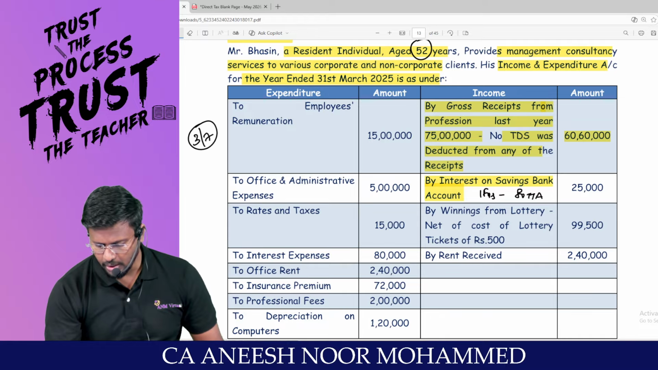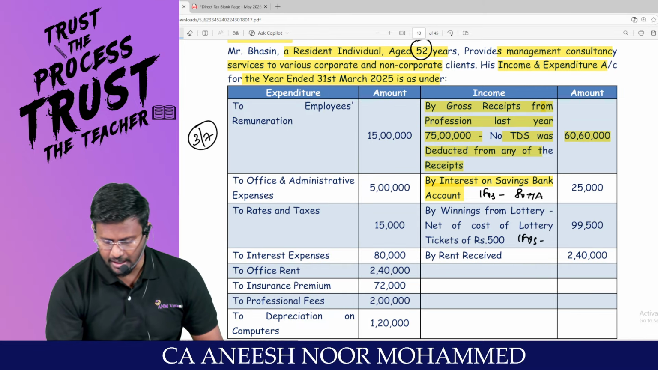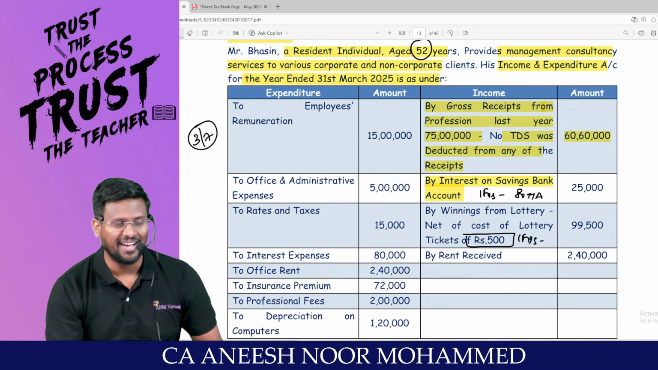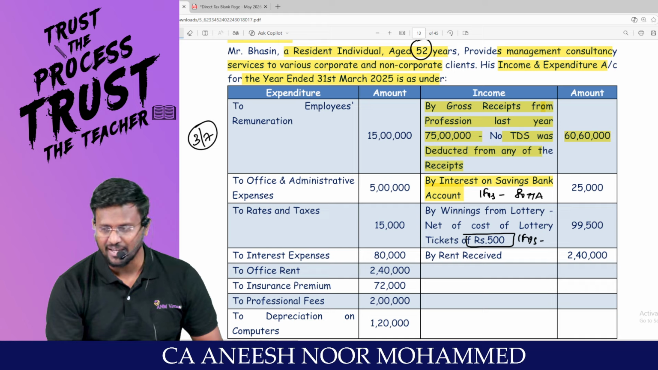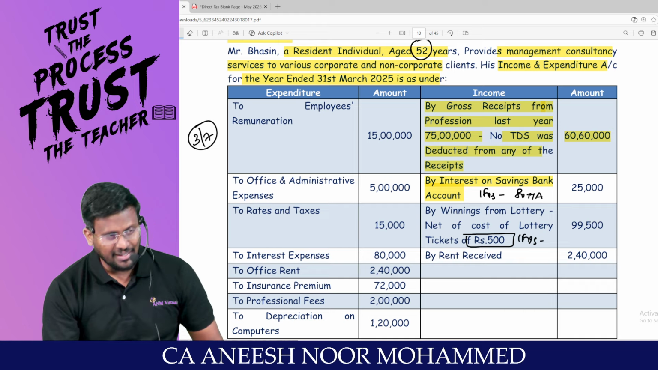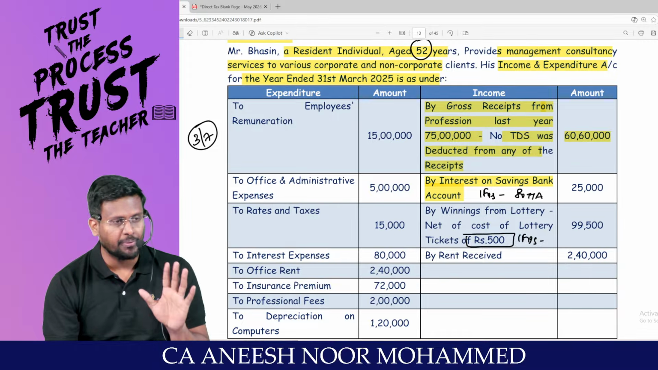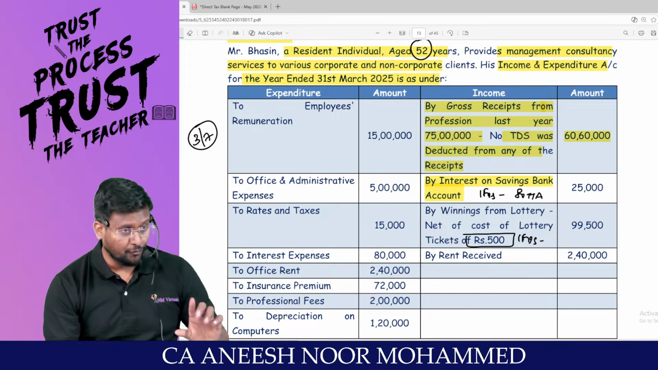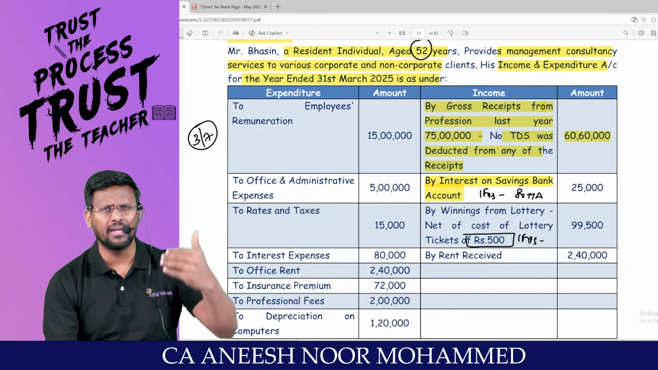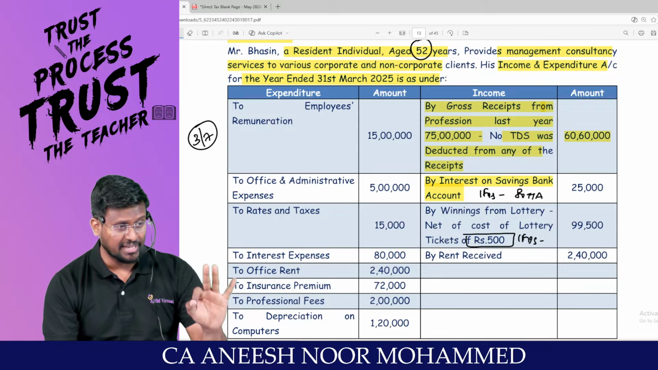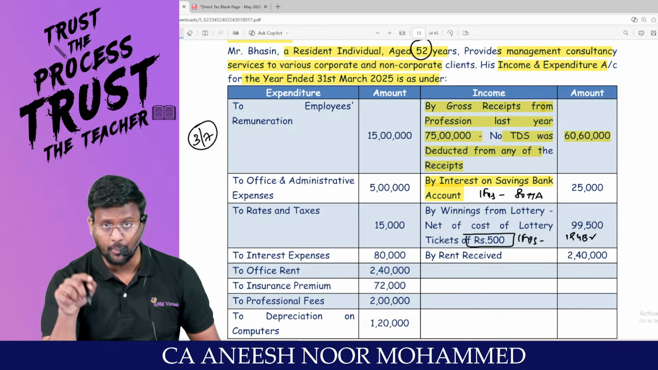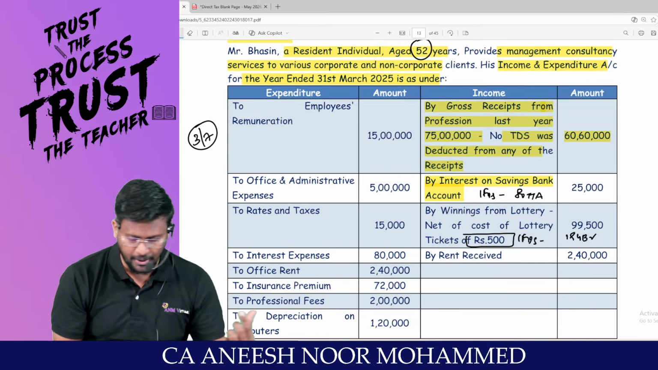Winning from lottery has to be taxable under IFOS, and net of the cost of the lottery ticket, 500. Against casual income, the lottery ticket cost cannot be claimed as a deduction. So 99,500 should be deducted from PGBP and 1 lakh should be included in IFOS. For that, the person who paid the lottery income would already have deducted TDS at the rate of 30%. So 194B effect should be provided when calculating the net tax payable.